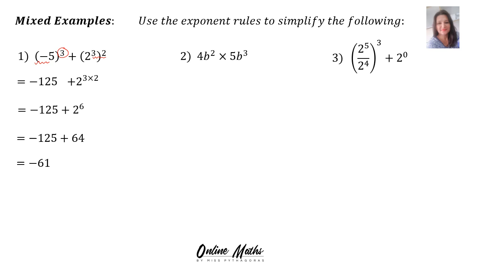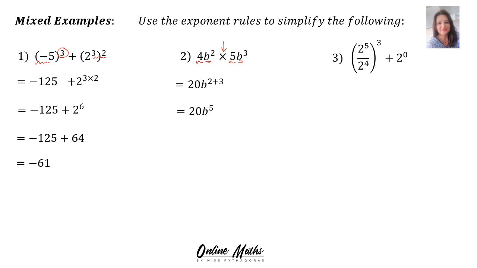Number 2: 4b squared times 5b cubed. So we start with the coefficients. A coefficient is the number in front of the variable. So we say 4 times 5 is 20. And then on the variables, b and b, the bases are the same. It's multiplication. Therefore, we add exponents. So 4 times 5 is 20, and then b to the 2 plus 3 is 5. Therefore, the answer is 20b to the 5.